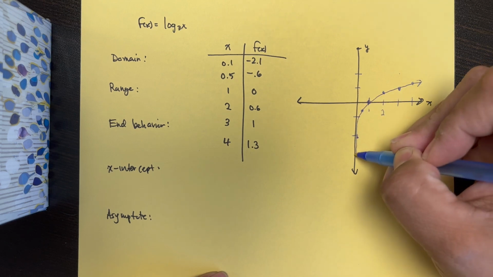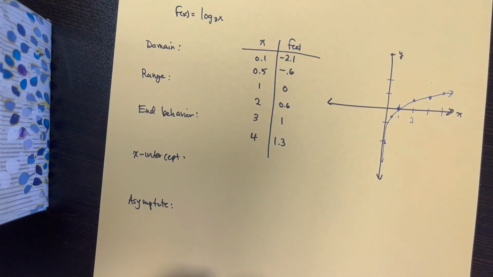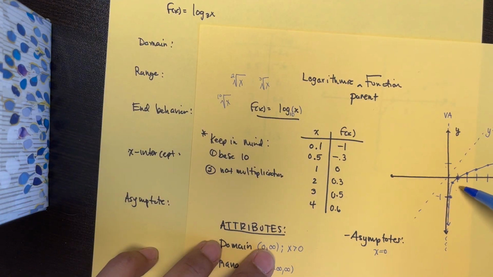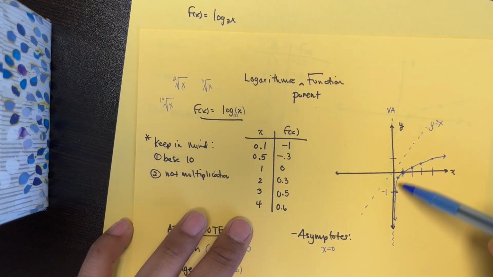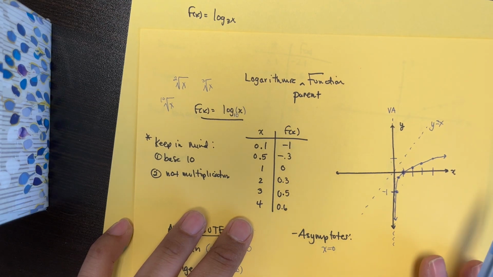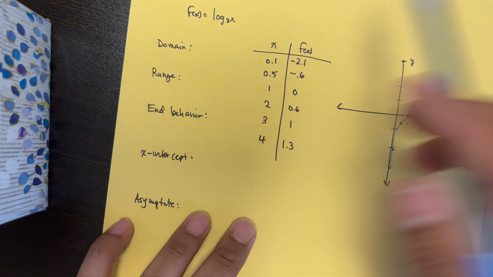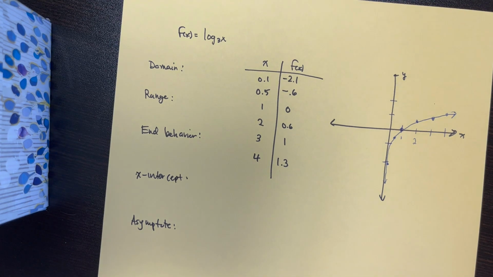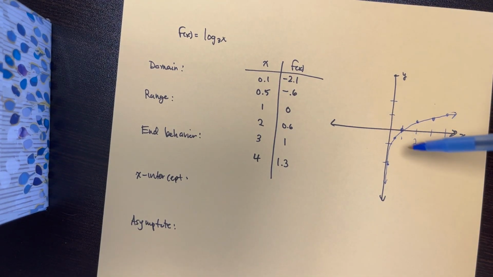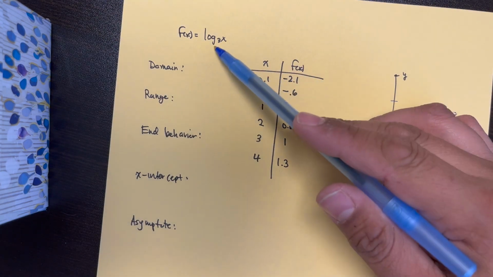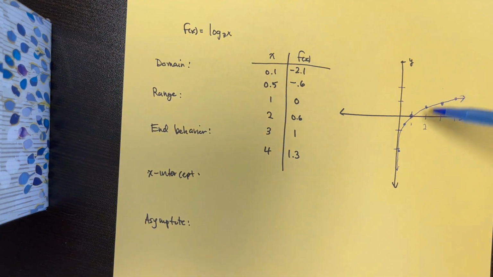it has the same shape as the parent function. However, it's being stretched a little bit more, so that base does have an effect on it. So how quickly it's increasing is a difference maker here with the bases, okay? So this is what the graph looks like.